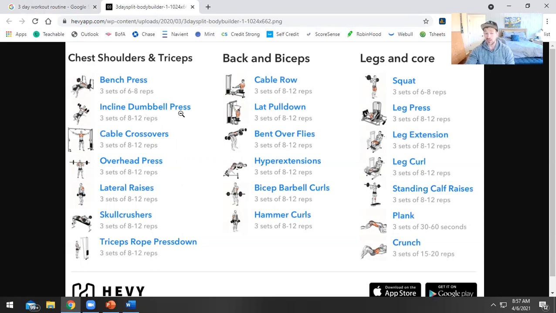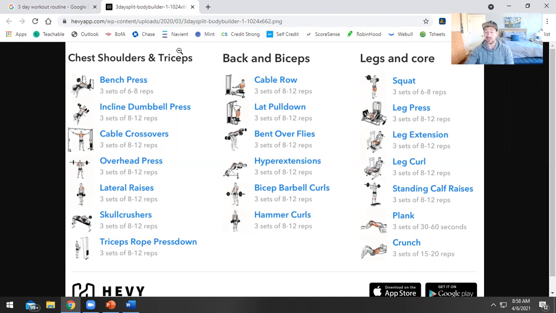Incline dumbbell chest press, same concept, right? That's definitely going to be a little bit of elbow extension as well as horizontal adduction. Cable crossover, that's a transverse plane movement. Then we see the overhead press. That's again elbow extension paired with shoulder abduction. So we get a little bit of abduction there. We got our first bit in the frontal plane. We got lateral raises, which is frontal plane, skull crushers, which is very much only sagittal, and tricep press down, which is very much only sagittal.